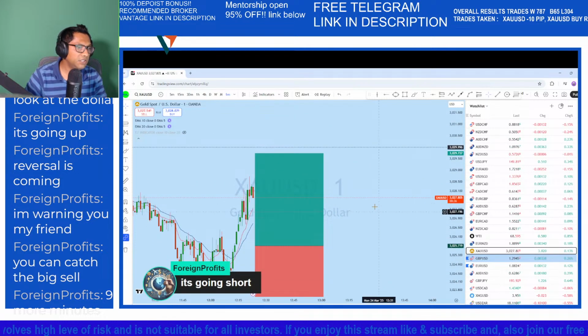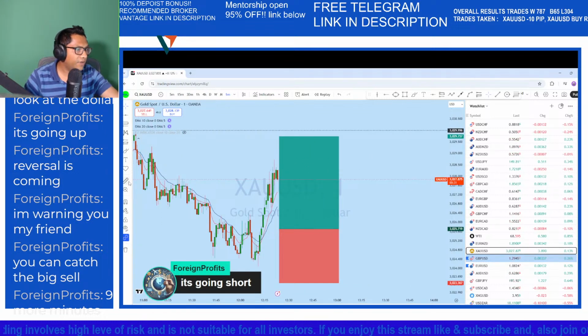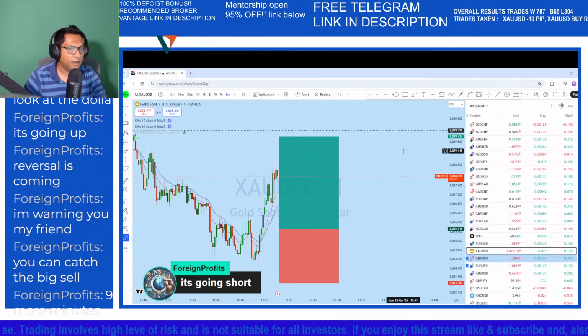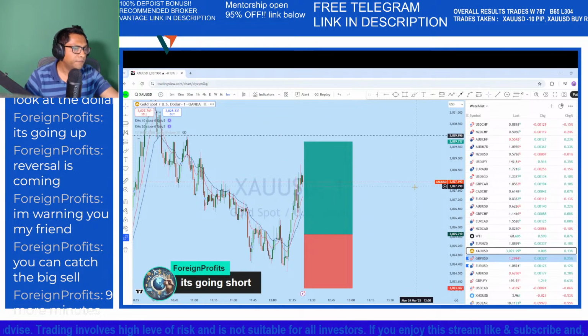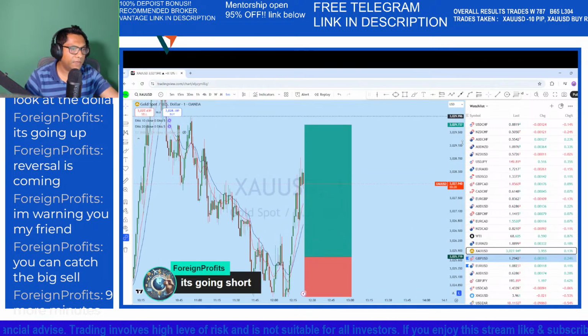Okay, here we see some pullback, and at the moment we have enough profit running. We can take it, or we can keep running. Let's wait to see how this candle is closing. If it is closing and the buyers are still active, we can keep that trade holding on.